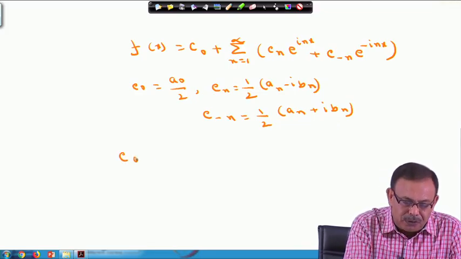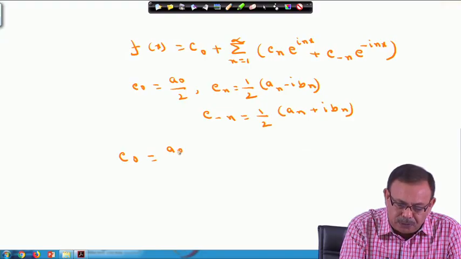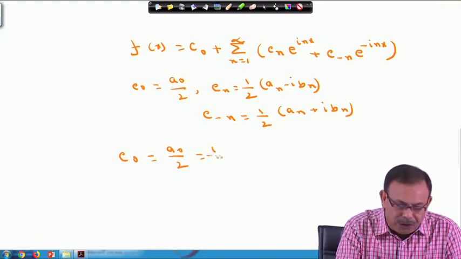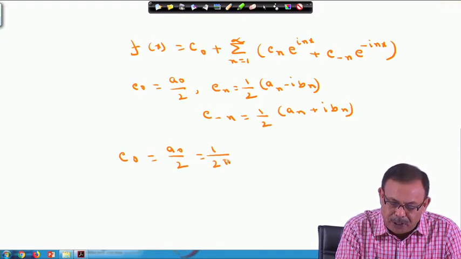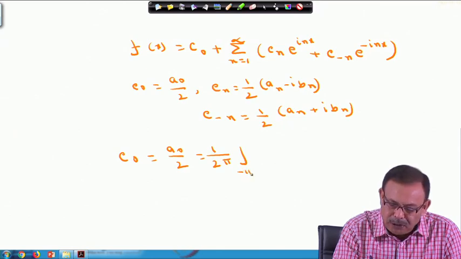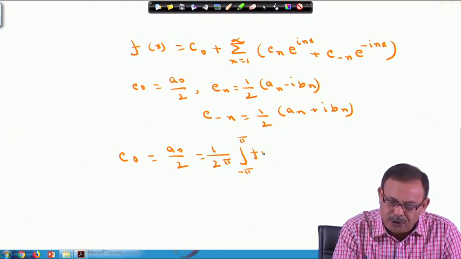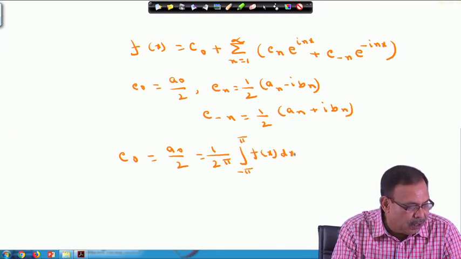Now, c0 is nothing but a0/2, and what is a0? a0 equals 1 by π into the integral from minus π to π of f(x) dx. This we know, the integral from minus π to π of f(x) dx.